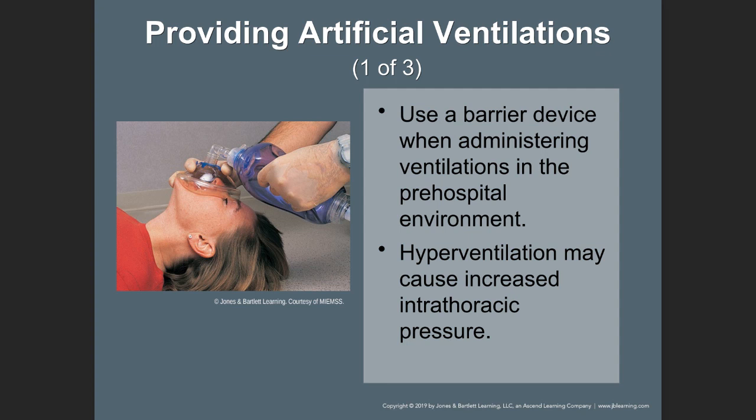Providing artificial ventilations. Use a barrier device when administering ventilations in the pre-hospital environment. Hyperventilation may cause increased intrathoracic pressure. We don't want to increase the intrathoracic pressure because it can interfere with venous return and it can interfere with perfusion to the brain.